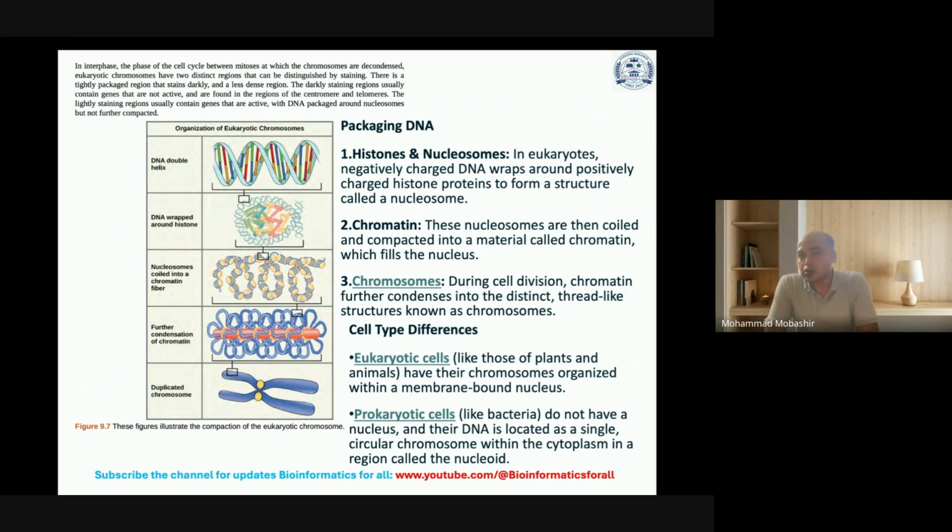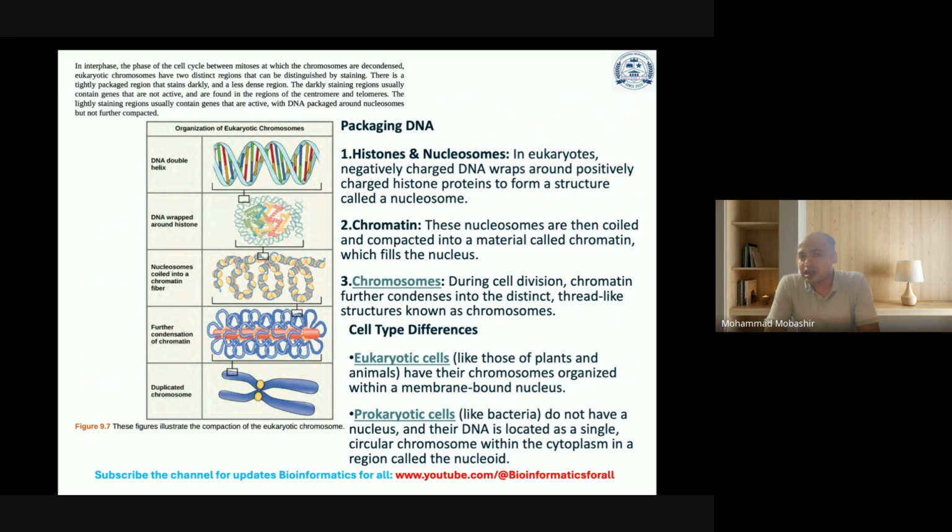Histones and nucleosomes: in eukaryotes, negatively charged DNA wraps around positively charged histone proteins to form a structure called nucleosomes. Chromatin: these nucleosomes are then coiled and compacted into a material called chromatin, which fills the nucleus. Chromosomes: during cell division, chromatin further condenses into distinct thread-like structures known as chromosomes. Now, cell types, eukaryotes and prokaryotes.